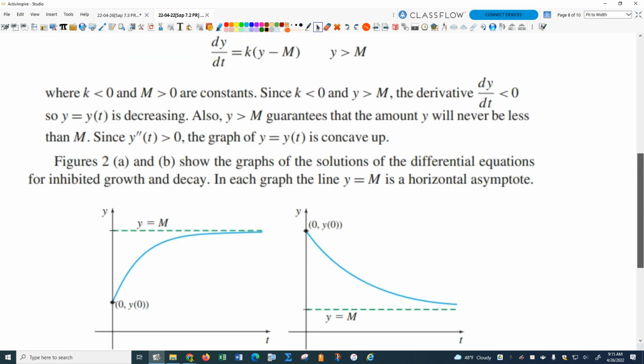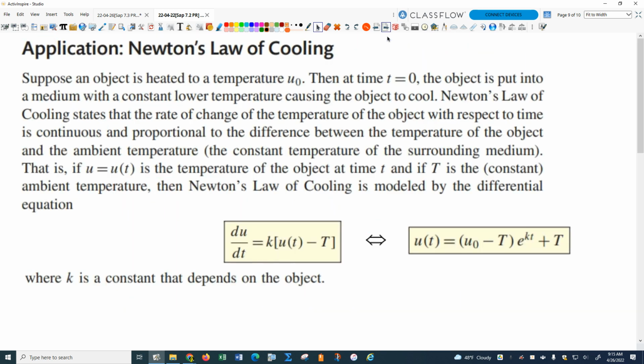Okay? A classic example of this is Newton's law of cooling, which you can flip around, and it works the same for warming, actually. Suppose an object is heated up to an initial temperature of U naught. Okay, that's its starting value. Then at time t equals 0, the object is put into a medium with a constant lower temperature, causing the object to cool. Okay, what's going to happen? Well, the object is initially going to cool pretty quickly when it's hot and the environment is cool, but as it cools and approaches the ambient temperature of the environment, it's going to cool more and more slowly, right? And so here's the differential equation that matches that.